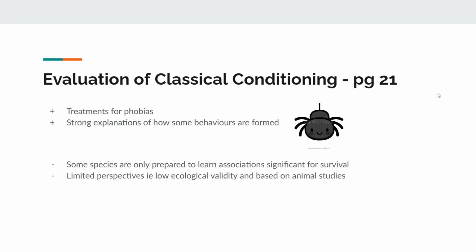Second strength, strong explanations of how some behaviours are formed. Now, the classic example of classical conditioning is attachment. Again, this is one that you'll learn in quite a lot of detail. We learn 2 theories of attachment in the attachment module, and one of them is learning theory. It's this idea that the baby attaches to its mother or father, normally mother, because of the association with food.